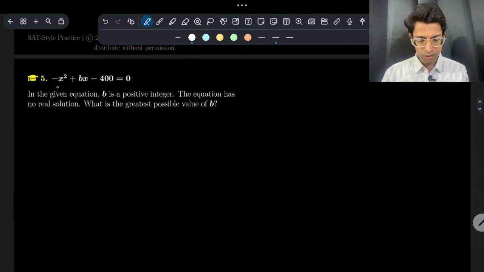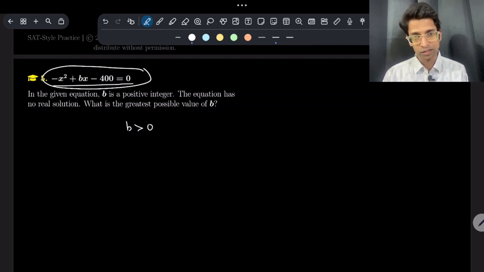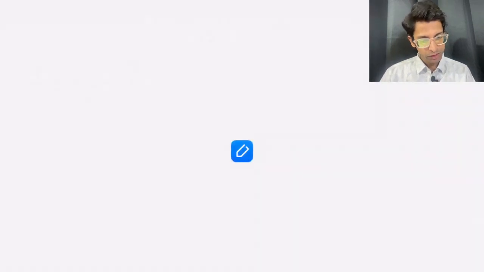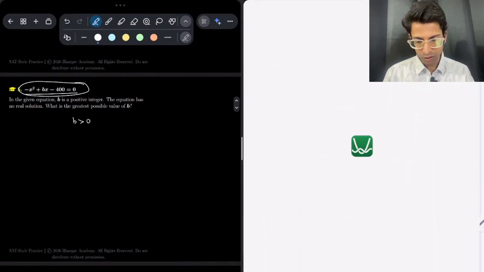So here is the question: minus x square plus bx minus 400 equal to 0. This is the equation. In the given equation, b is a positive integer. The equation has no real solution. No real solution. So this equation should not be touching the x-axis. What is the greatest possible value of b? Let me first try this in Desmos and see how it will go.